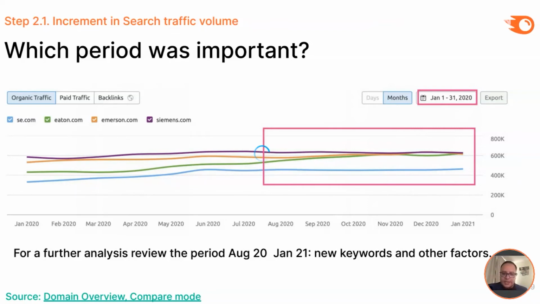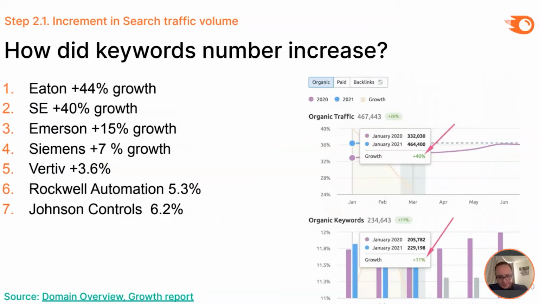Okay, once we have all this information, we go with the second part in terms of search traffic, which is the keywords. How did the keywords number increase? In terms of keywords, that's the amount of keywords by site that they created for competing with each other. That's the percentage, not only the number but also the percentage, to see. Okay, Eaton grew 44%, Schneider Electric 40%, Emerson 50%. But this means that the number was increasing, but the positioning for some of them was not increasing. Only the number of keywords.